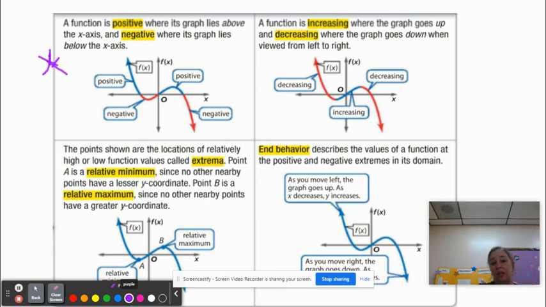End behavior is like how the graph looks on the very outsides of it. So, you can see right here, this is decreasing as it's going towards positive infinity, right? As it goes up the x-axis, up the number line, it is decreasing. So that is considered its end behavior.